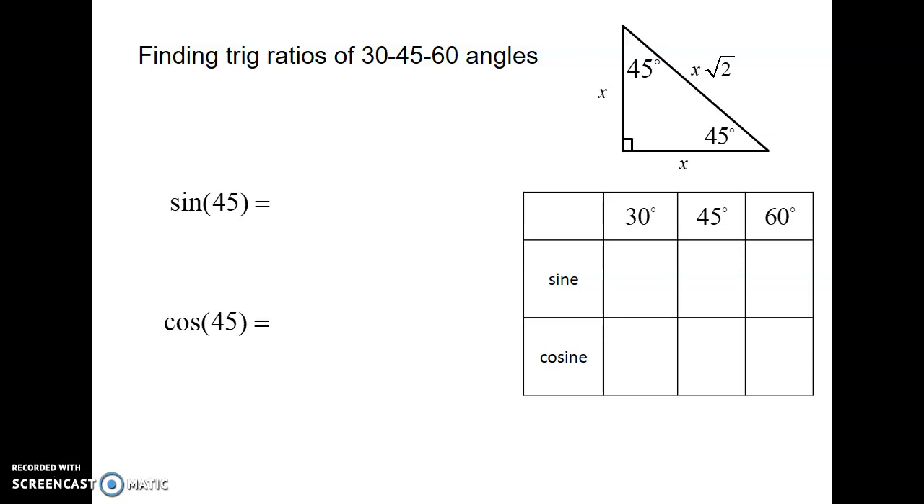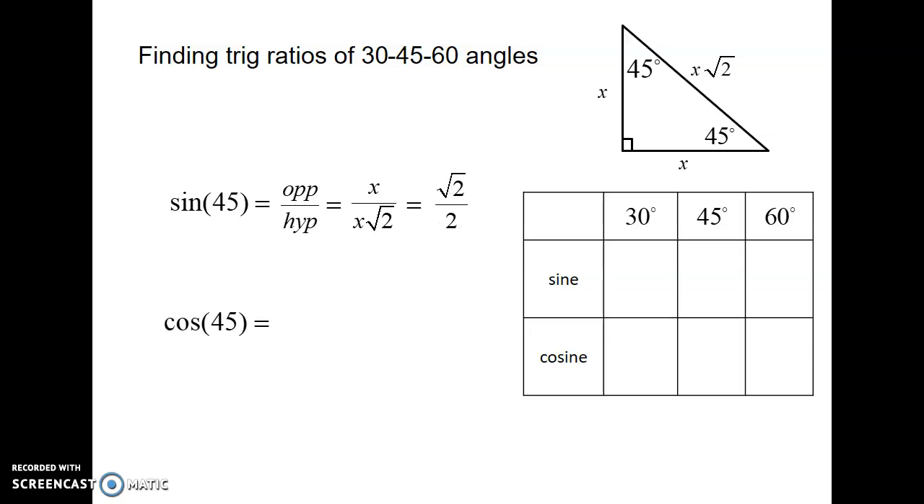If we do the sine of 45, the sine is going to be the opposite over the hypotenuse, which is going to be x over x root 2. If we reduce this fraction, we get 1 over the square root of 2. Now, in math, we don't really like to put square roots of numbers on the denominators of our fractions, so we're going to multiply that to the top. We're going to end up with root 2 over 2.